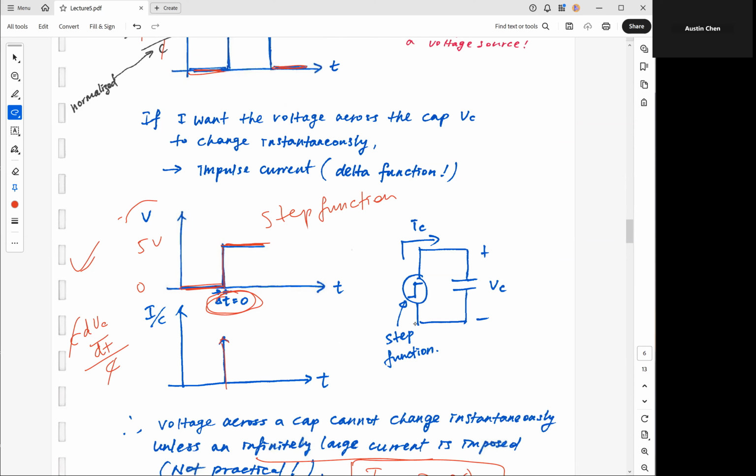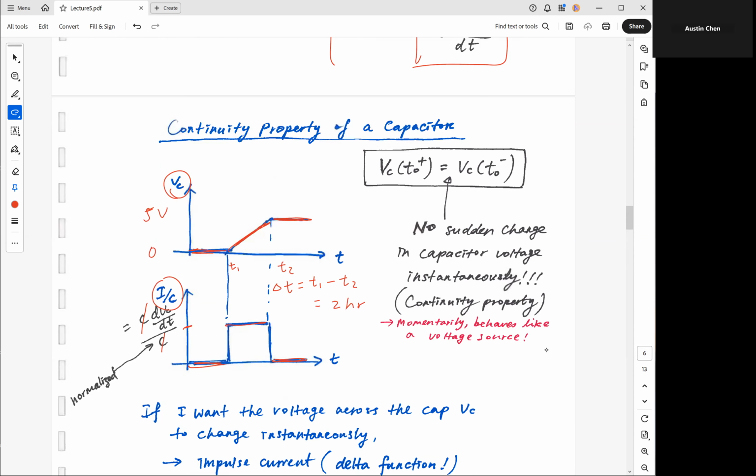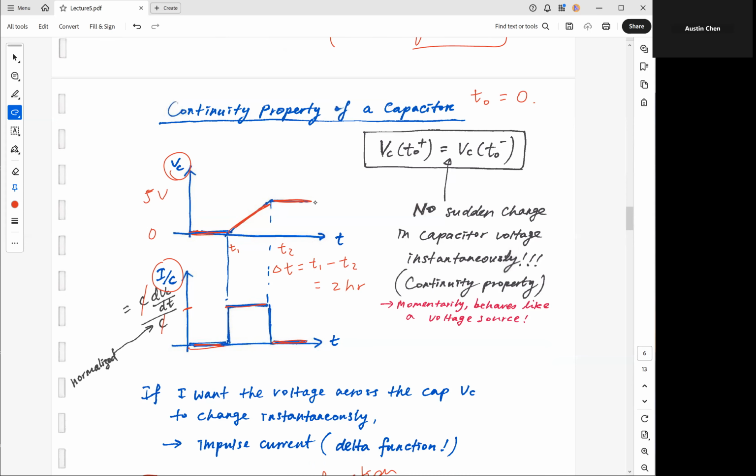Let me go back to this part of the discussion, this part of the lecture notes here. Over here, I define VC at T0 plus and VC at T0 minus. For a second, let's assume T0 is equal to 0. T is the parameter that we use to denote time. I'm going to set this time to 0, and I'm also going to look at this scale. This is my T, and if I have T equal to 0, I'm sitting over here.